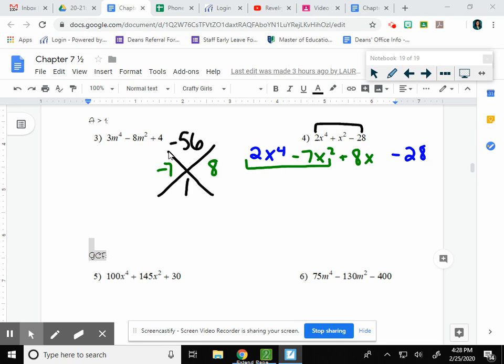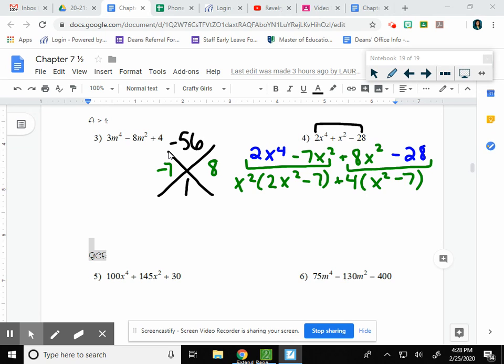Grouping these, I say what divides 2x to the 4th and negative 7x squared? Well, in that case, I can take out just an x squared, and I'm going to be left with 2x squared minus 7. Here, what divides 8 and negative 28? 4 divides those both nicely. I forgot my squared. So I have x squared minus 7.